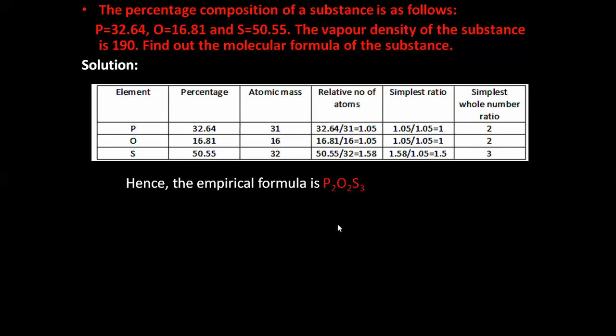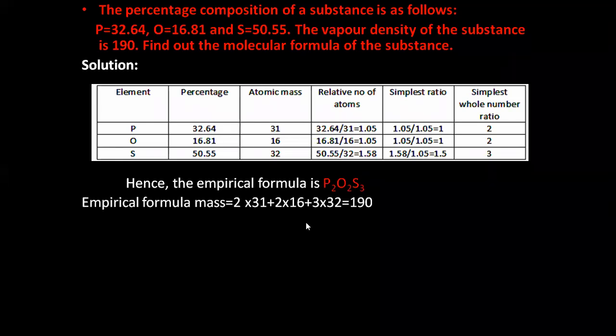Once we have got the empirical formula, now what we need to get is the molecular formula. Before getting the molecular formula, we have to get the value of n. So before getting n, let us get the empirical formula mass. The empirical formula mass will be 2 into 31 for phosphorus, 2 into 16 for oxygen, and 3 into 32 for sulfur, which will give us 190. Now, to find the value of n, remember that n is nothing but molecular mass by empirical formula mass. Molecular mass is not given to us.